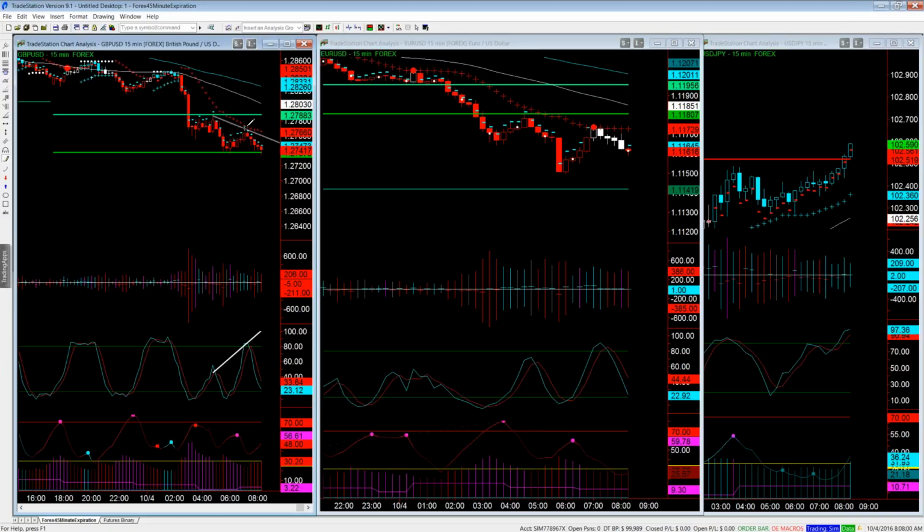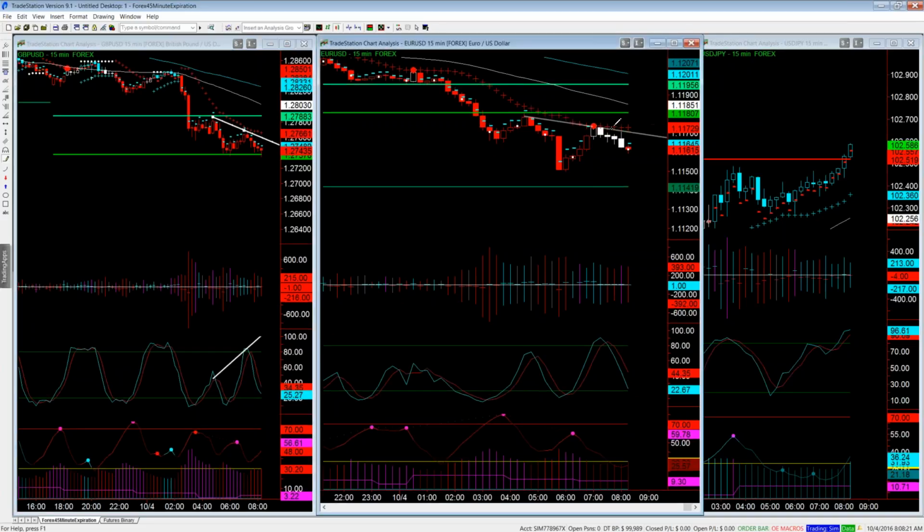Because from here to here, do you see how price is making lower highs? And do you see how the stochastics is making higher highs? That is classic hidden divergence. You also had it over here on the euro. You are making lower highs, but you made higher highs in the stochastics.